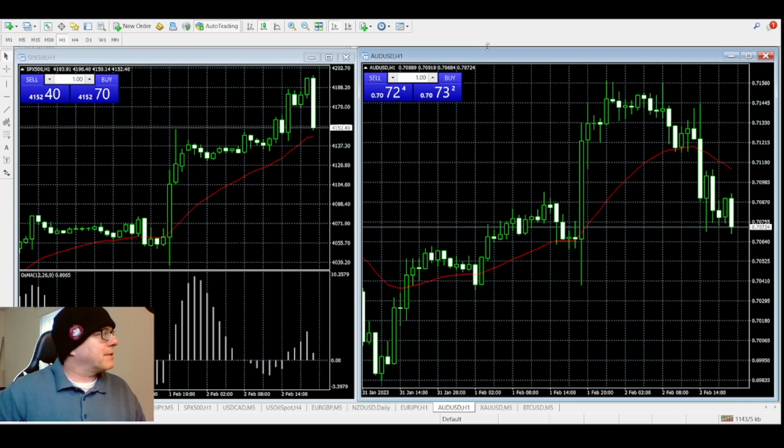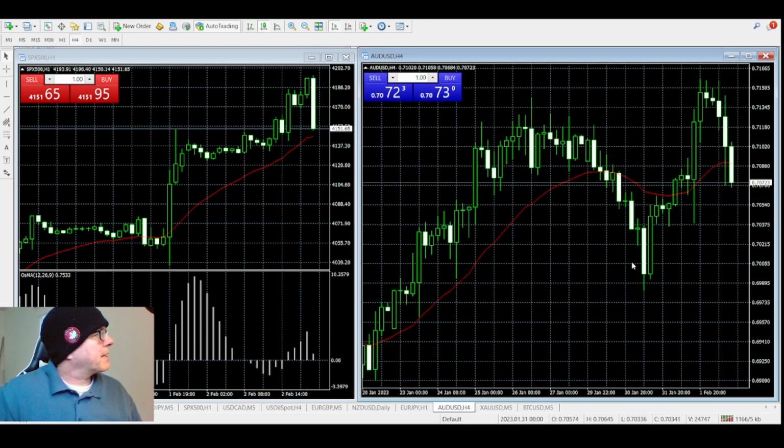And the Australian dollar does typically follow the movement of the S&P. However, I'm not really liking what I'm seeing because it hasn't been that aggressive as far as moving lower today. So here's the 4 hour chart.